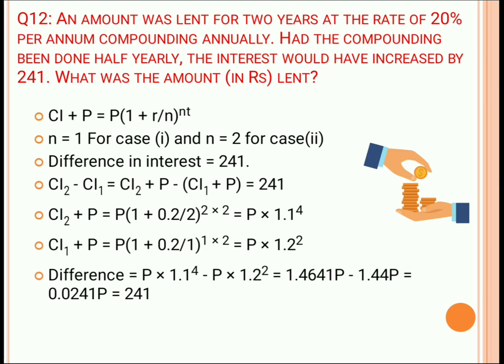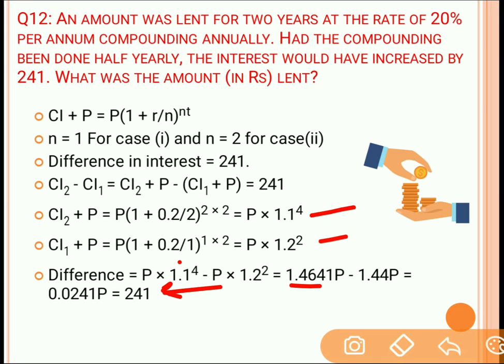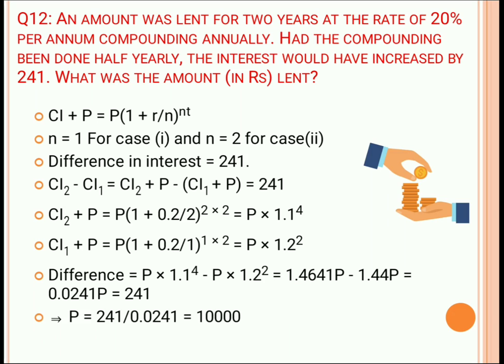Now the difference is given, so we will take the difference of the first equation and the second equation, and that difference is equal to 241 rupees. So 1.1 raised to 4 is nothing but 1.4641 P, and 1.2 squared is nothing but 1.44 P. So the difference over here is 0.0241 P, and that is equal to 241 rupees. So solving it, P is equal to 10,000 rupees. So the amount which is lent is 10,000 rupees.